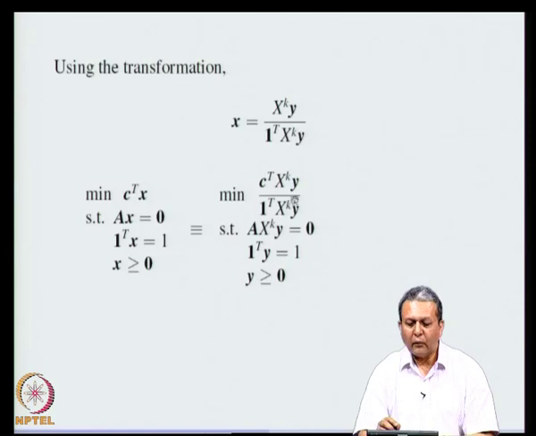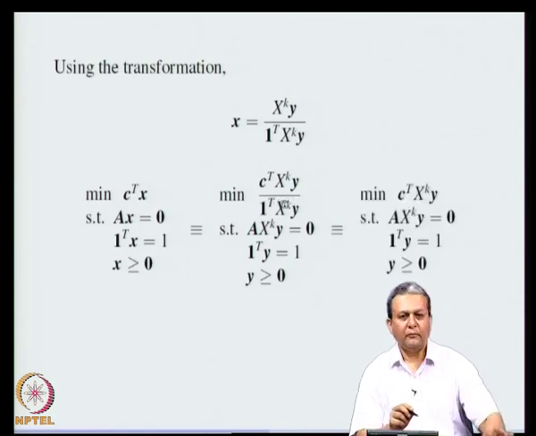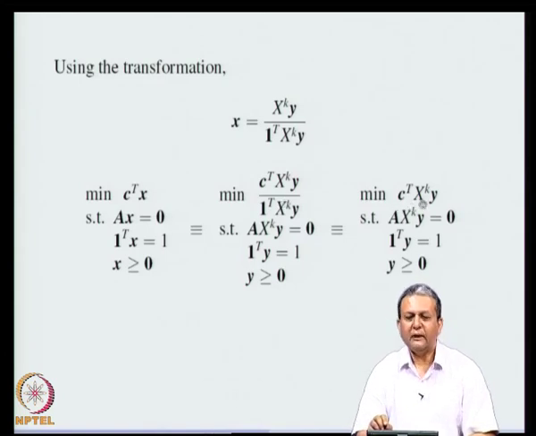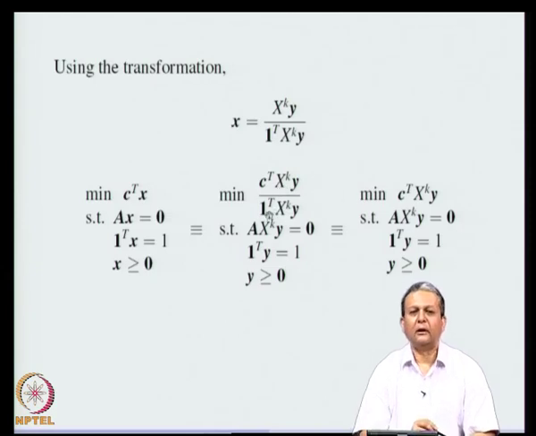So, this program can be equivalently written in the form minimize C transpose xk y subject to the same conditions. So, we have gotten rid of the denominator here mainly because the denominator here is a positive and bounded quantity, and therefore, minimization of this fractional form of objective function is equivalent to minimization of the numerator, since the denominator is positive and bounded. The other constraints remain the same.